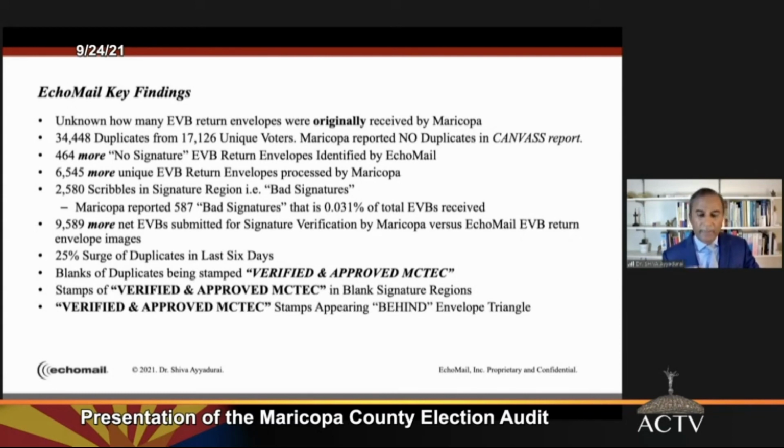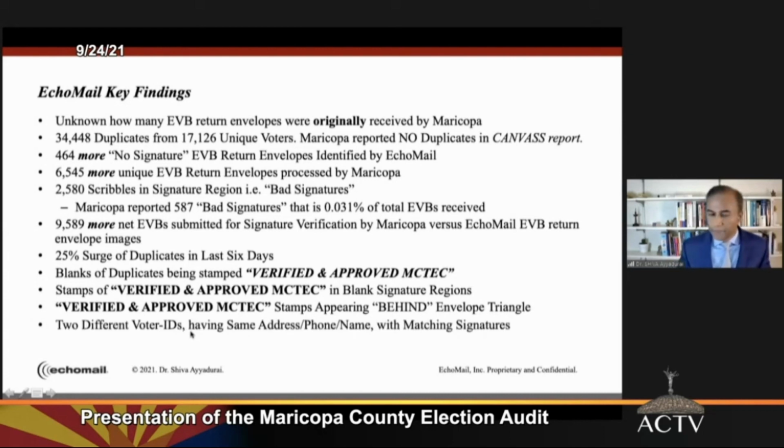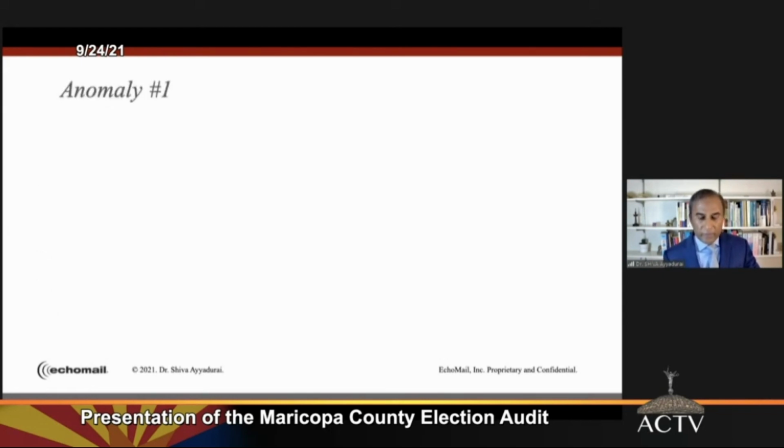What's more interesting, and I would consider it potentially a critical anomaly, is that we saw the verified and approved stamps appearing behind the envelopes. And I'll show you this. It's almost as though it was imaged on there, or I don't want to say Photoshopped, but put on there. But it's quite fascinating. I'm sure there's some explanation for this. And then finally, we have cases where 2 different voter IDs have the same address, same phone, same name, with matching signatures. So let's go look at some of these anomalies a little more graphically.